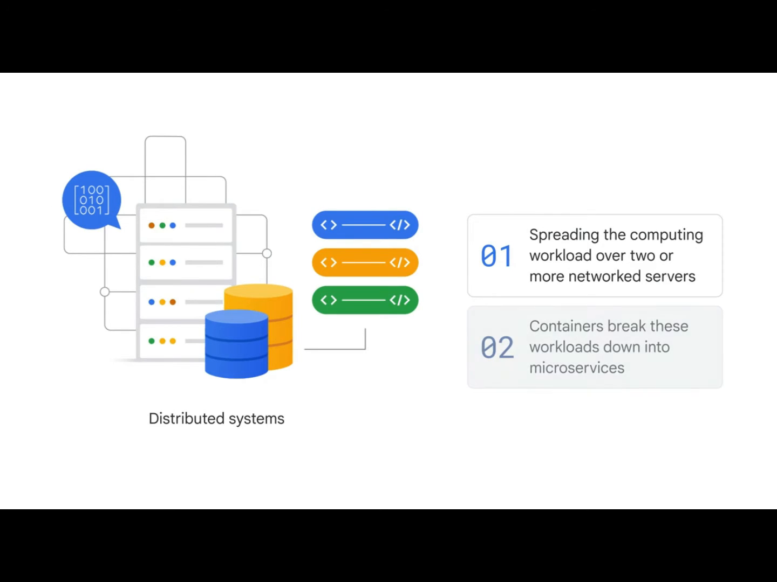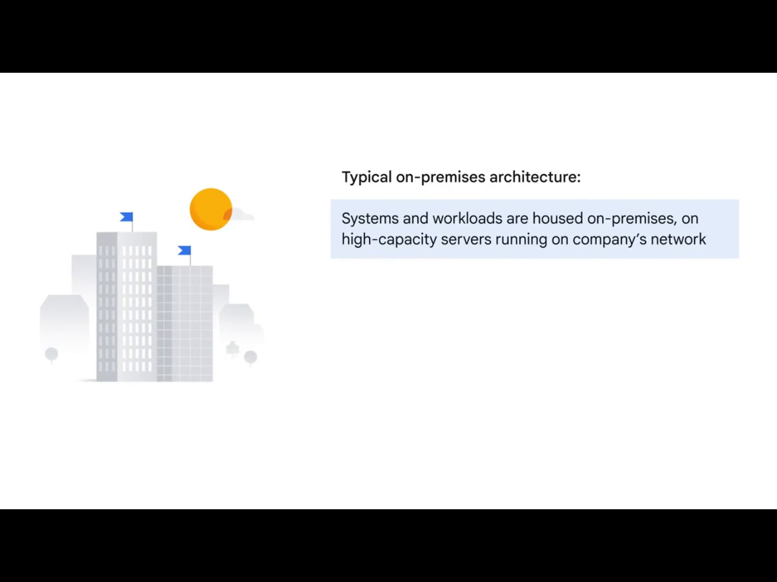In recent years, containers have become a popular way to break these workloads down into microservices, so they can be more easily maintained and expanded. Traditionally, these enterprise systems, and their workloads, containerized or not, have been located on-premises, which means they're housed on a set of high-capacity servers running somewhere within the company's network or within a company-owned data center.